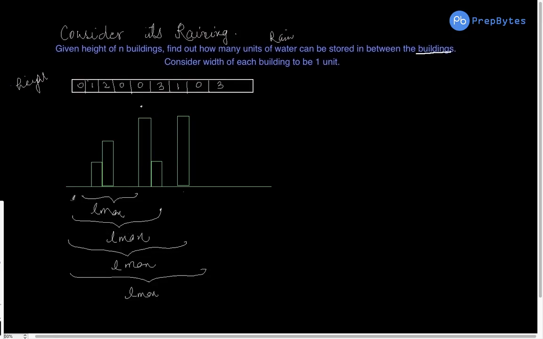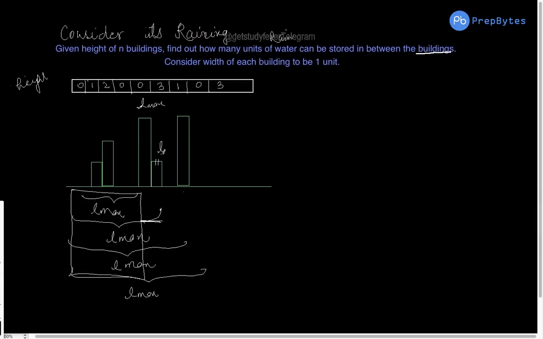Now, can you see that this particular part is common in all the cases? So, for this particular building, I have already calculated L max till here, right? I have already calculated L max till here. So, for L max of this particular building, let me call this L max. And let me call this L.